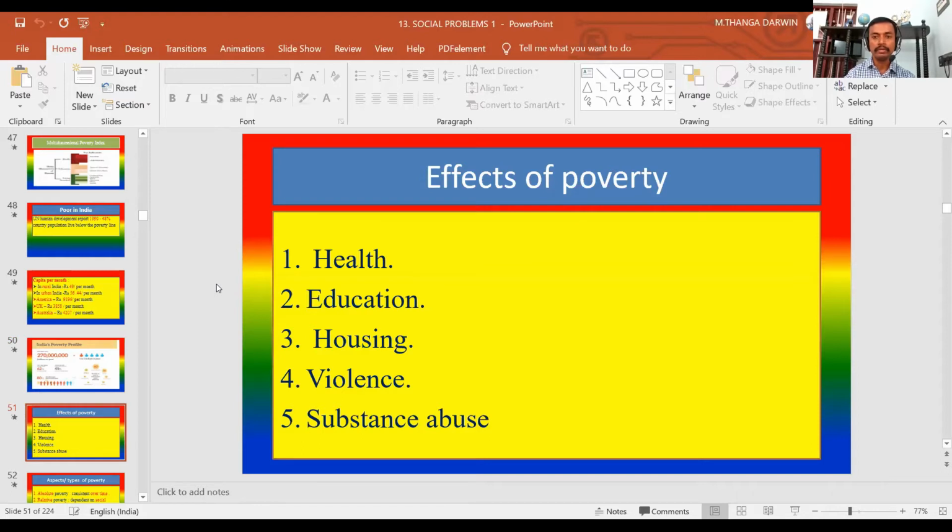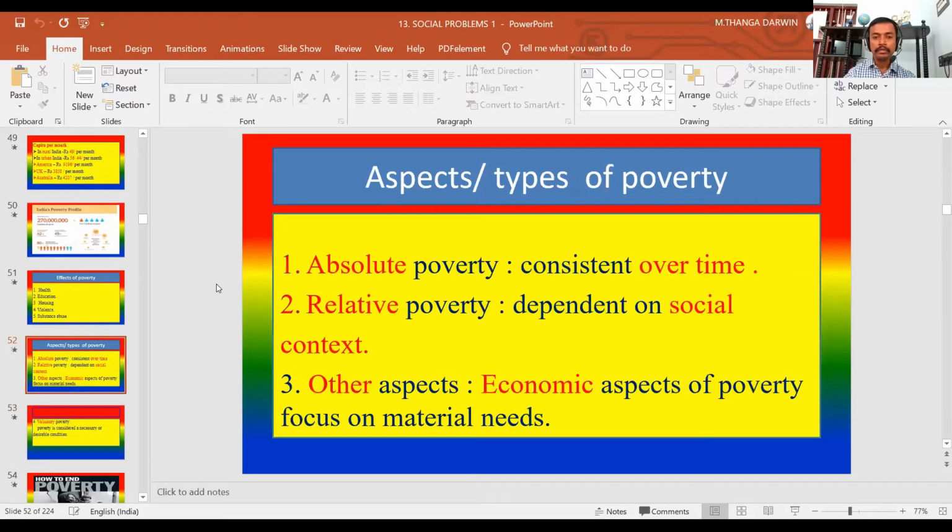Second, education. The children may drop out because they are unable to learn. They want to go to a job. Then housing, lack of housing facilities, and violence, mainly violence against women. Then substance abuse.